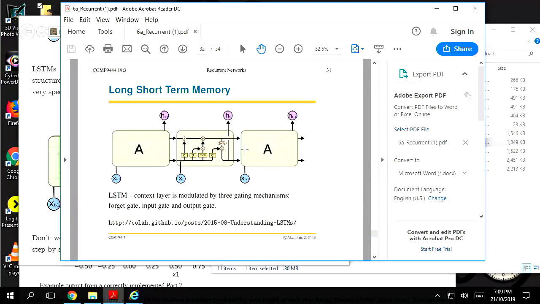When I first read Hochreiter's paper, I really struggled to understand what was going on. But I think this blog makes it a lot clearer.